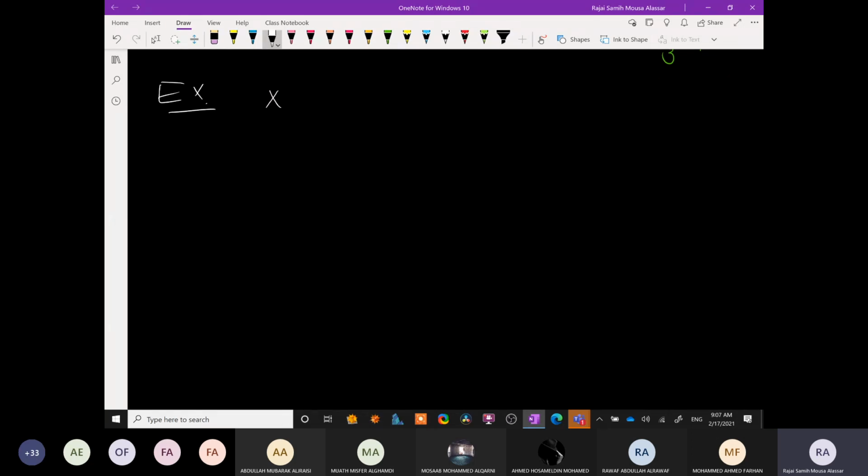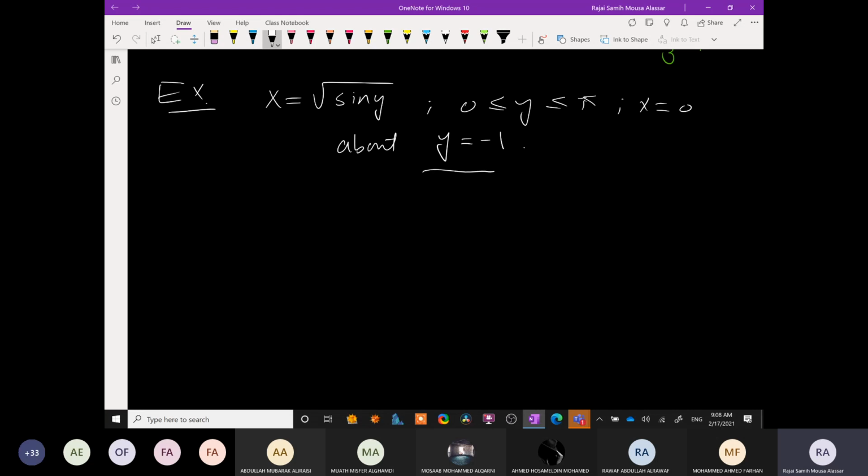Okay, I have this relation, and y is going between 0 to pi, and x is 0, and you want to rotate this about y equals -1. This problem is interesting. Okay. First of all, I need to sketch this.